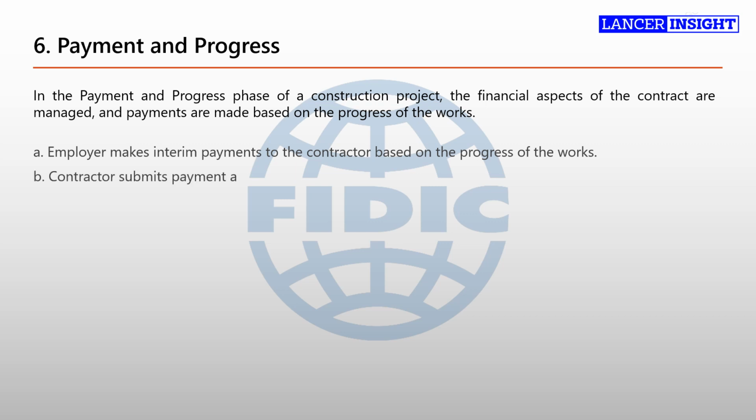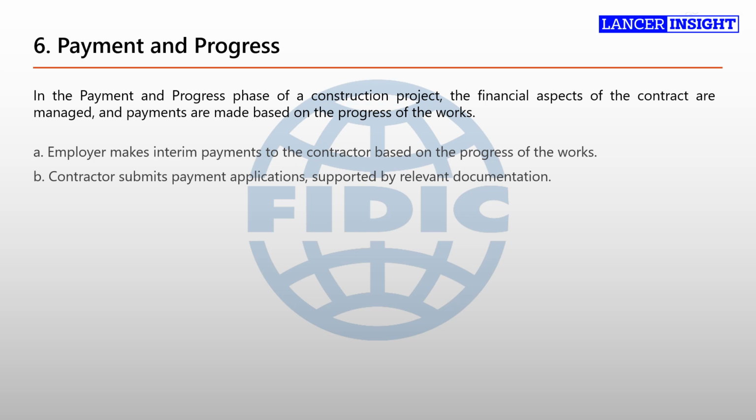B. Contractor submits payment applications, supported by relevant documentation. To request payment, the contractor submits payment applications or invoices to the employer. These payment applications detail the work completed during the payment period and the corresponding amount due.